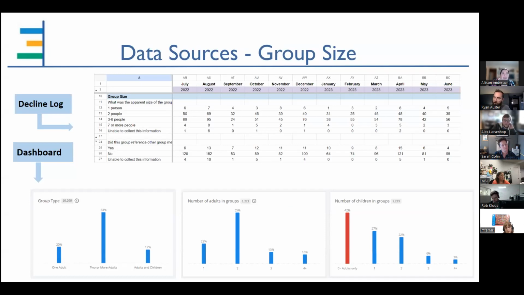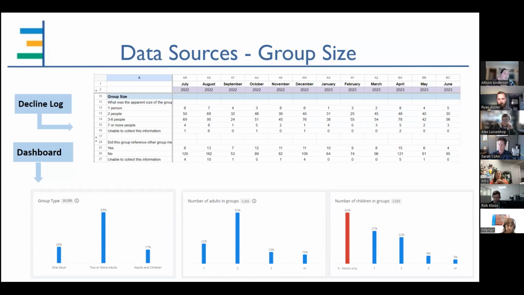Next, looking at group size, we have a few ways to pull these data in. For today's comparison, I'm just looking at the apparent size of the group. I looked at whether or not visitors referenced other group members and saw that 9% of these visitors did, but most of them wouldn't bump it up clearly up to the group size.